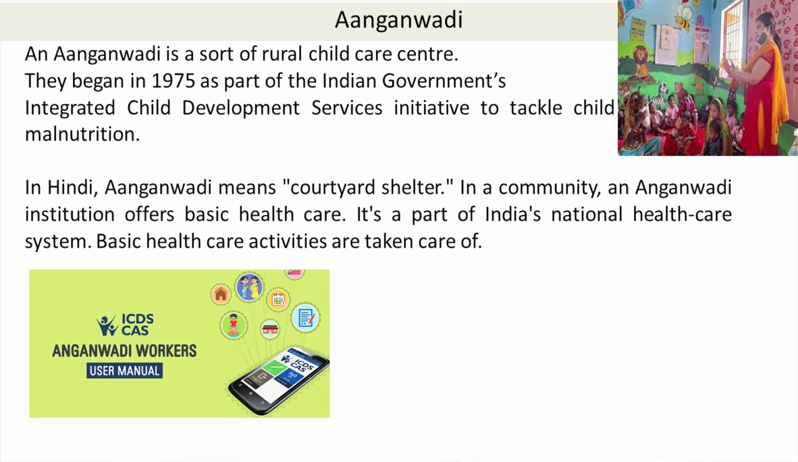Now, this initiative of government began in 1975 and is popularly called ICDS. You can see here, you can also check the manual of Anganwadi workers. So, coming back to the point, what is Anganwadi? Anganwadi is a courtyard where you have children, and these workers take care of the health of children and offer basic health services to them.